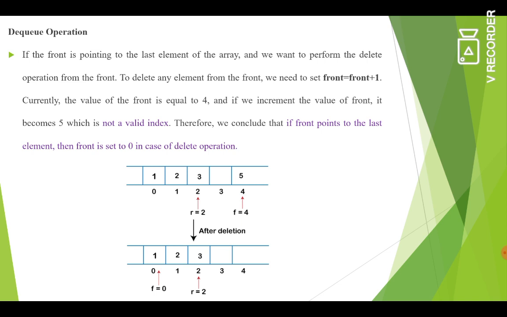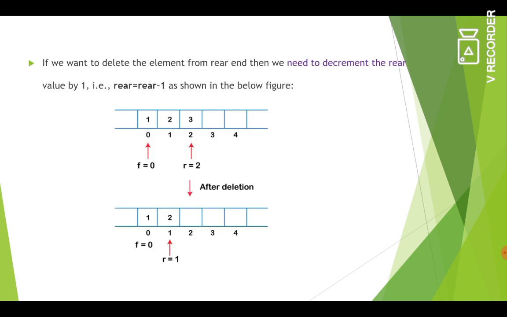So the rule is, if front points to the last element and if we are deleting the last element, then you have to set front as 0 after deletion. The next thing we are going to see is deletion from rear end. To delete an element from rear end, you have to decrement the rear value by 1. After decrementing the rear value, you can pop out the deleted element.